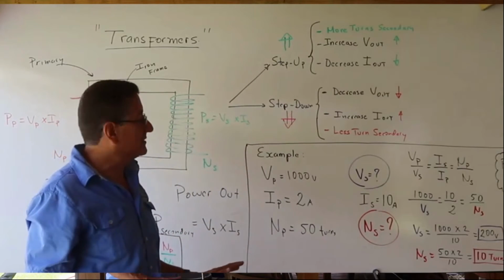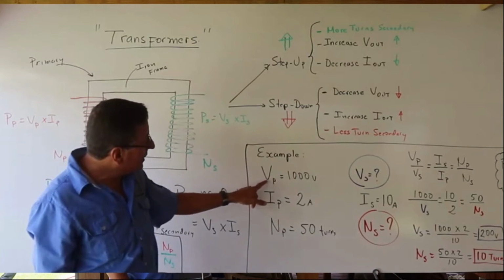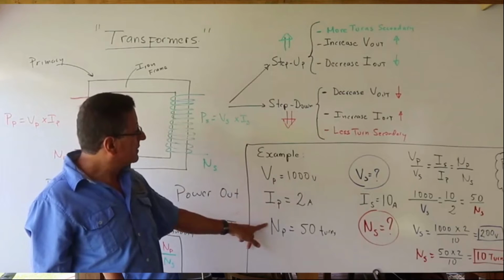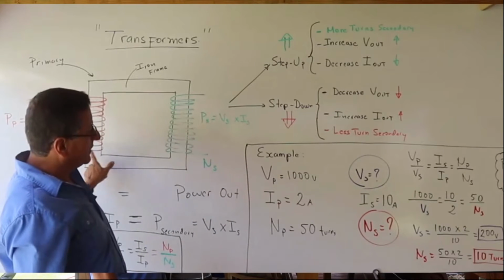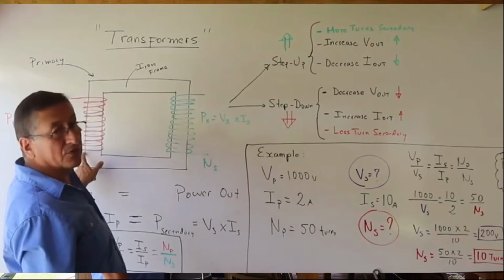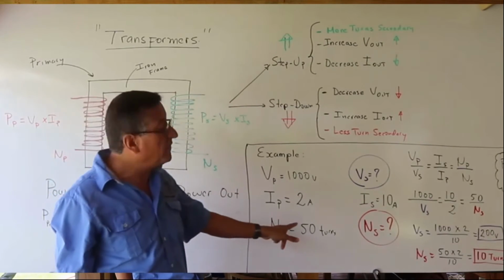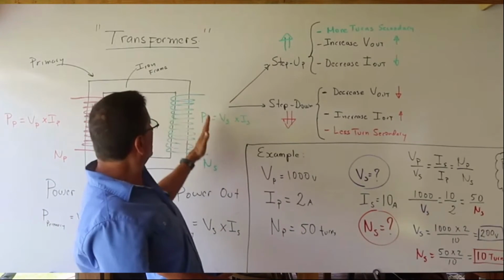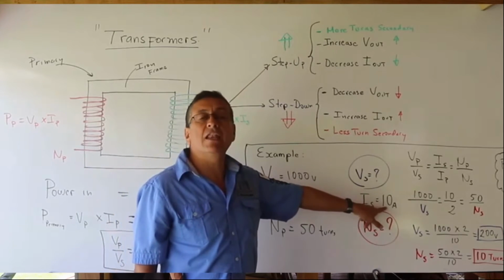The example is this. Suppose that I have in the primary coil, this is the primary coil, the voltage, the intensity, and the number of coils. The voltage is 1000 volts in the primary coil. The intensity is 2 amps in the primary coil. And the number of coils in the primary is 50 turns. And I know about the secondary coil only the intensity. The intensity is 10 amps.